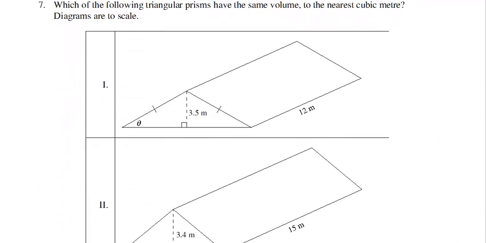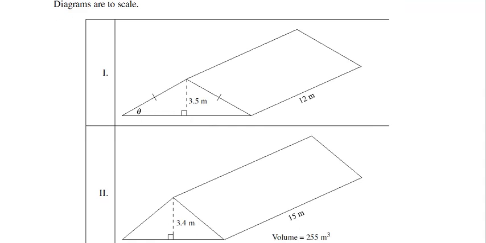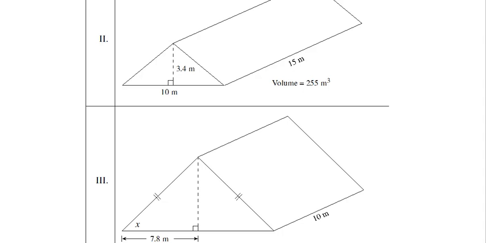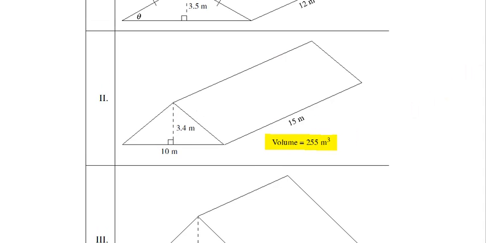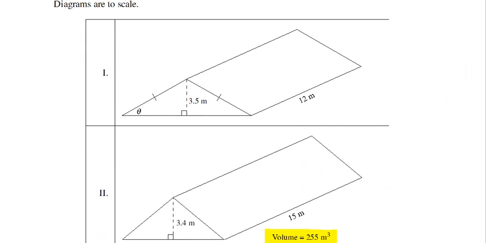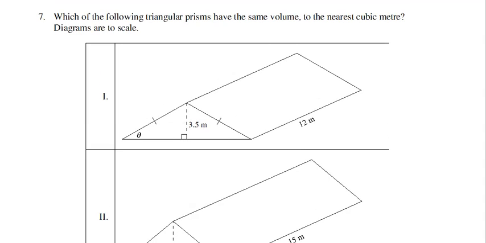Okay. Number 7, which of the following triangular prisms have the same volume to the nearest cubic meter? Diagrams are drawn to scale. So they're basically just taking a look at these 3 diagrams here, and we're trying to figure out which ones have the same volume. You'll notice that they've given you information in all of them. The one big piece of information is that they actually tell you what the volume is of this one right here, 255. So my thought here is that we have a little bit of a problem with what at least I've given you guys.